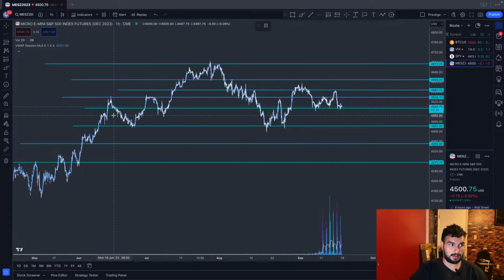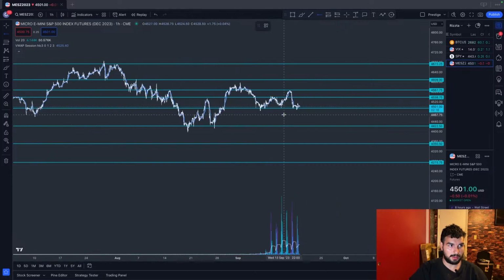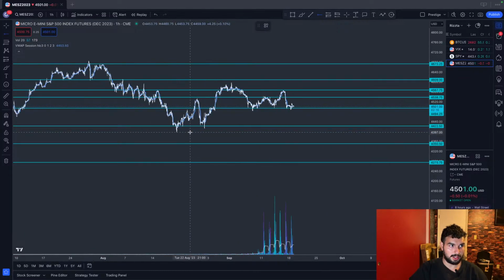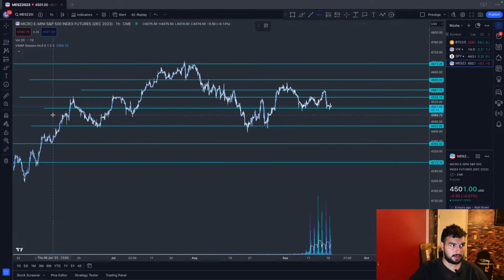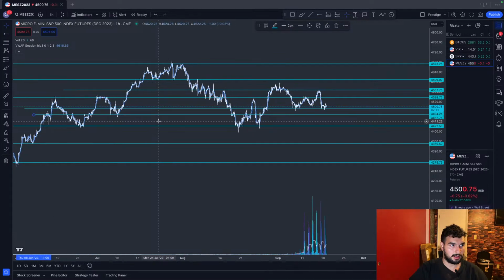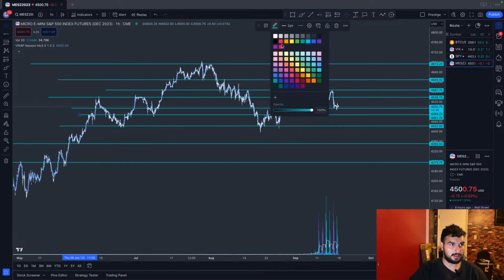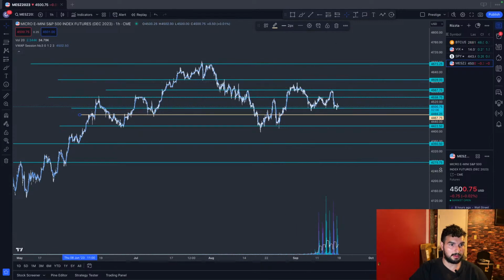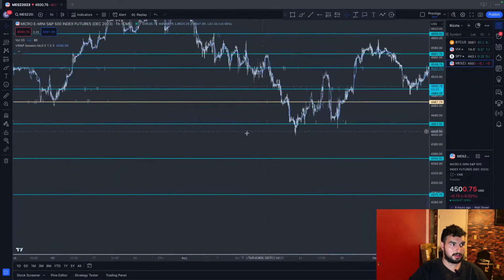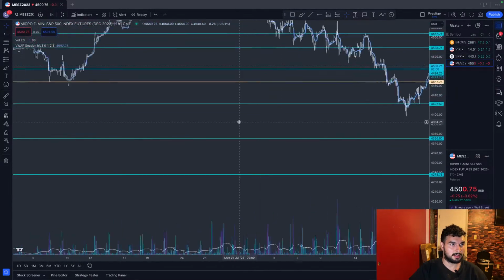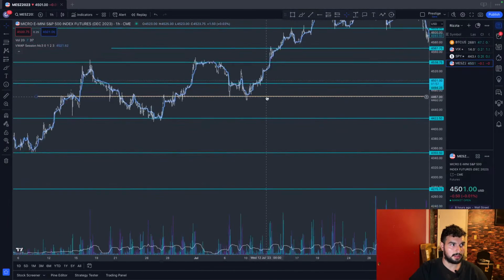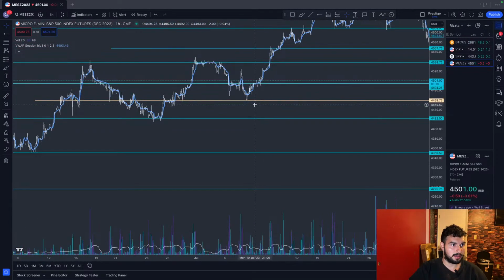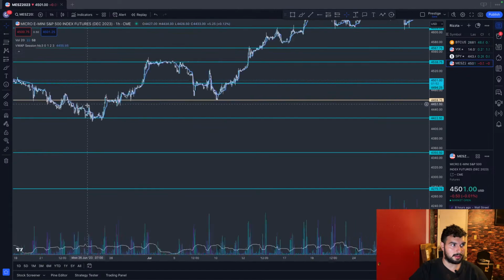So I think I see another level here. I see this little area right here, and with that area, I also see here. And then I see these little wicks right here where there was a rejection. So I'm going to go ahead and put a level there. And I'm going to change this to, let's make it yellow. Let me zoom in for you guys so I can adjust this level accordingly. Make it more like that. There you go.